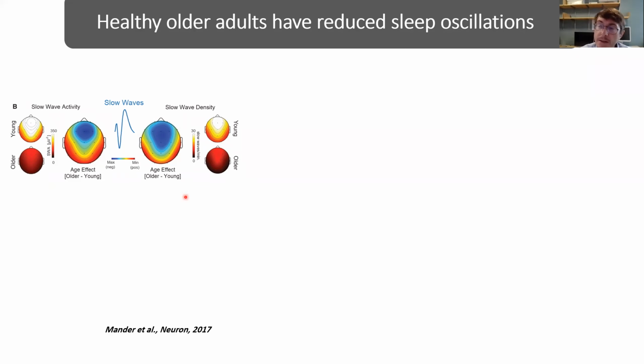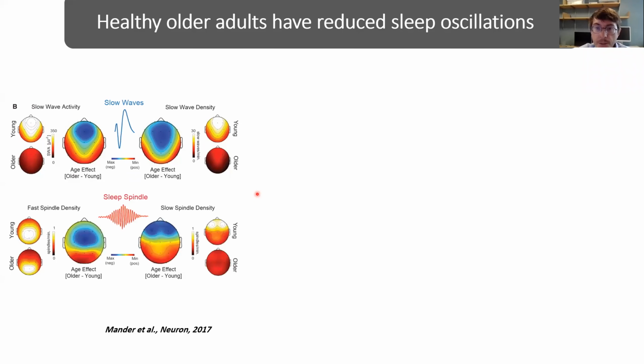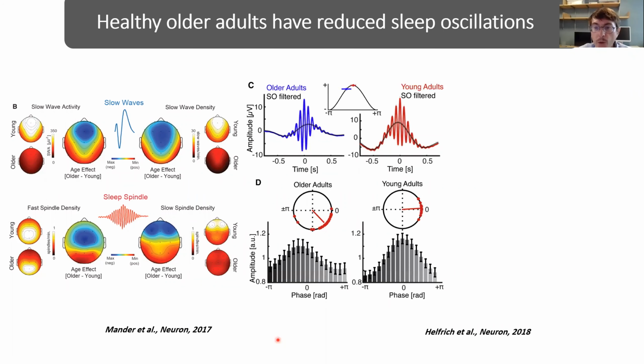Density in this instance is the number of slow waves per minute of sleep. So they found a reduction in slow waves in aging compared to young adults. They also find a reduction in spindles, specifically sleep spindle density in older adults compared to younger adults. This has been known for probably 10 to 15 years. More recently, work by Helfrich looked at the coordination of these two. So we have deficits in slow wave activity and in spindles.